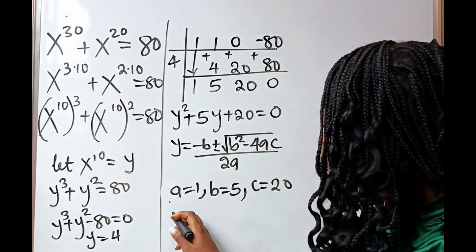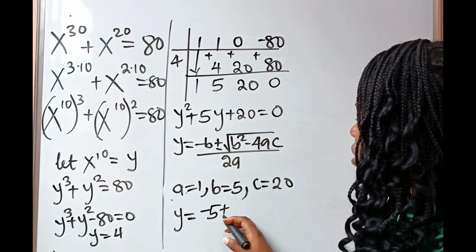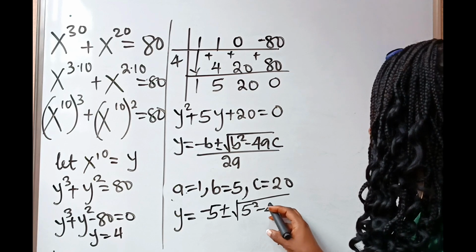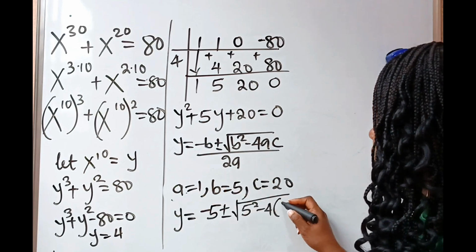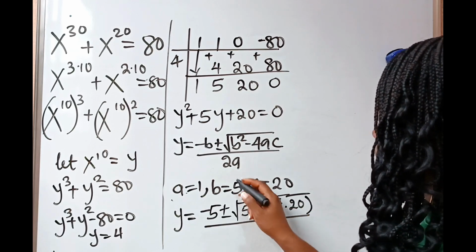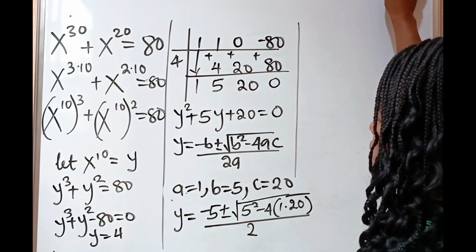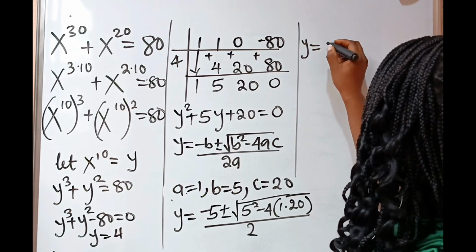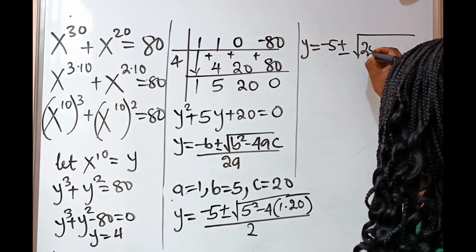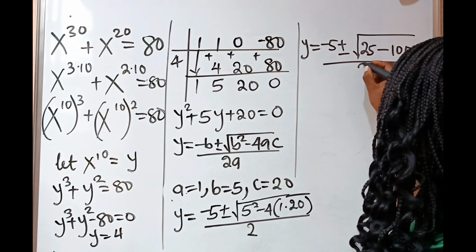All right, so we now have y is equal to minus 5 plus or minus the square root of 5 squared minus 4 brackets. Our a is 1 while our c is 20. Everything divided by 2 times a, that is 2 times 1, which is still 2. Now we are going to have y is equal to minus 5 plus or minus the square root of 25 minus 4 times 20 is 100, everything divided by 2.